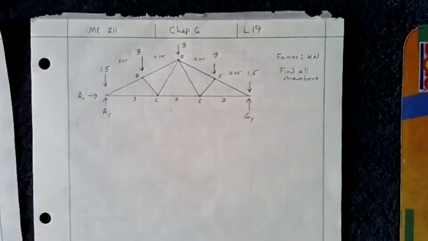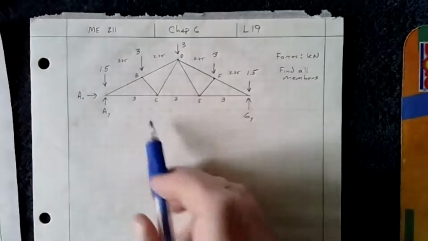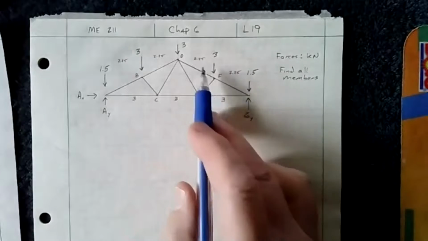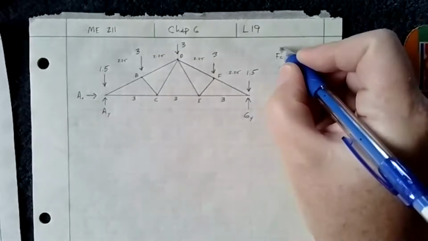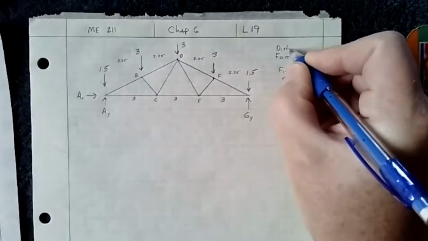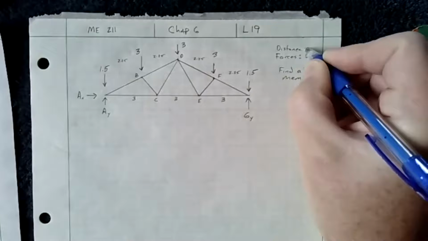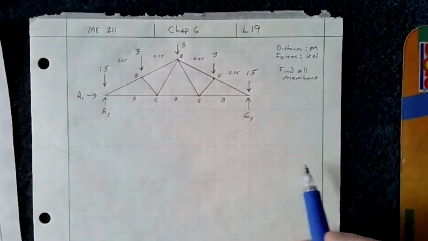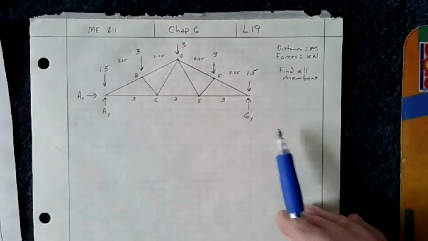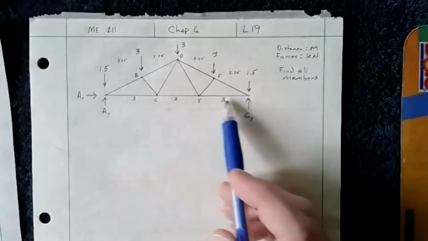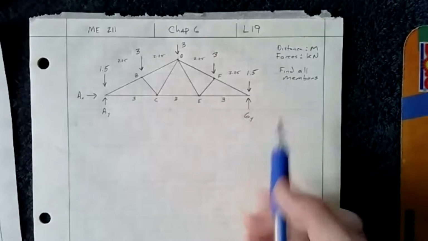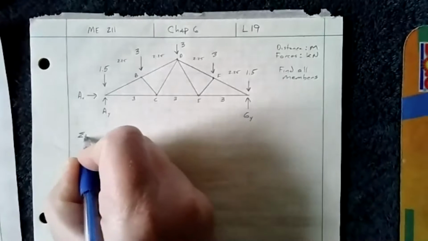So here's that same drawing. 3, 3, 3, 2.25, 2.25, and so forth. All forces are in kilonewtons, and distance, we'll say, is in meters. So we'll leave that. We want to find all members. As I explained before, we could sum the moments about A and solve for GY. So if we did that, we would say sum the moments about A to 0.